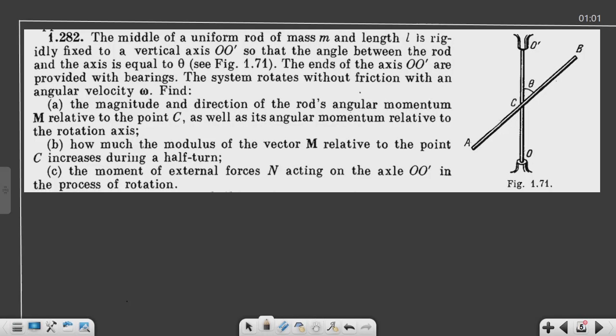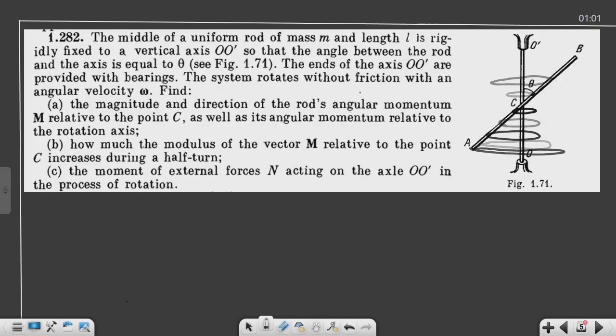So see this question. In this question, there is this rod, and this rod is rotating about this axis. So this particle will rotate in this circle, and this particle will rotate in this circle, and so on. So this is the plane of rotation. This is my schematic of rotation.